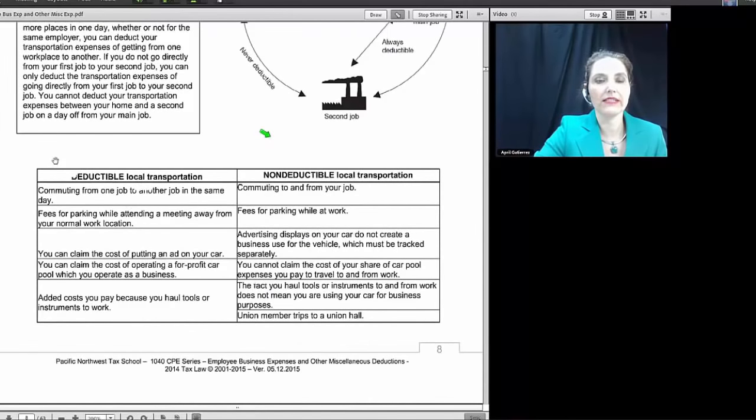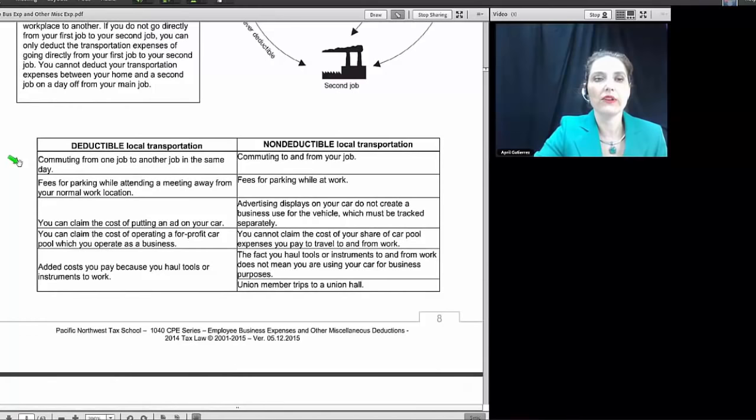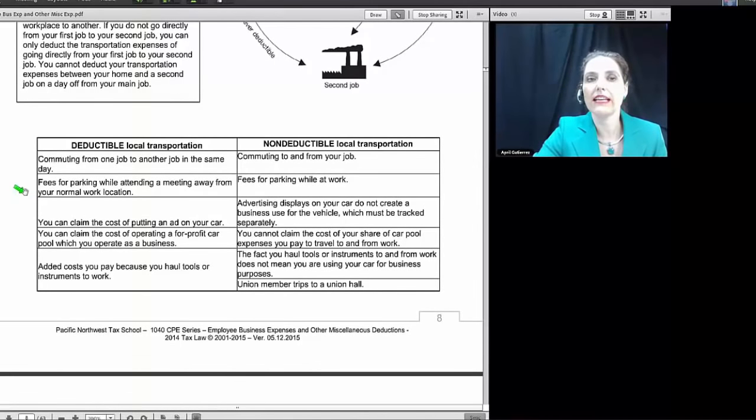So let's go through a summary of deductible local transportation expenses, just a comparison here. Commuting from one job to another job in the same day is deductible. Fees for parking while attending a meeting away from your regular place of work is deductible. You can claim the cost of putting an advertisement on your car. You can claim the cost of operating a for-profit carpool, which you operate as a business. You can also claim added costs you pay because you haul tools or instruments to work.